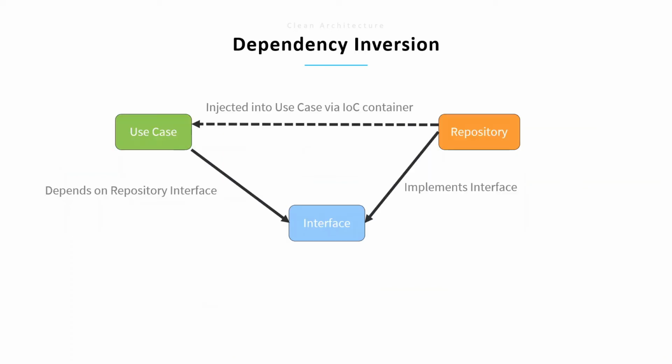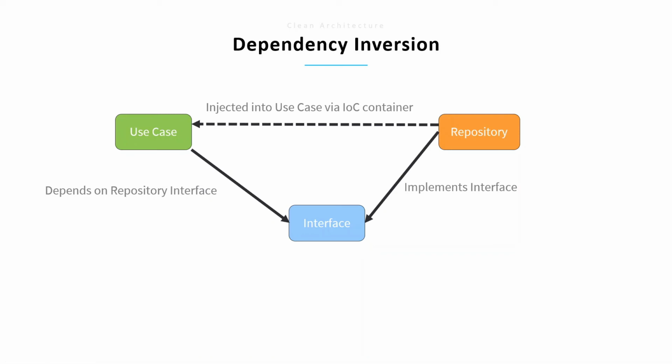A little more on the dependency inversion. You've got an interface that a use case implements and a repository implements. So then the repository is injected via IOC into the use case that depends on that repository interface. Standard kind of inversion of control type stuff. I'm pretty sure you get that. I'm not going to go into a whole lot of detail.